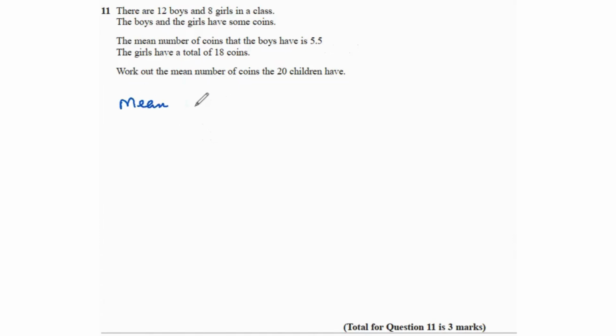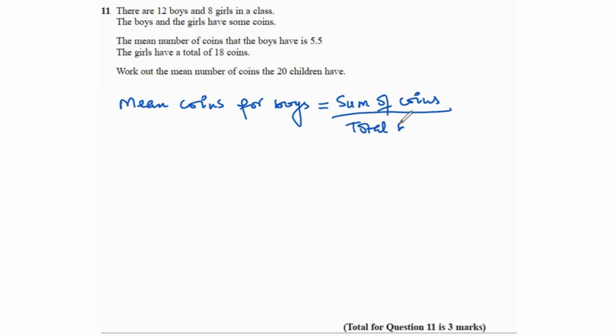Mean coins for boys. The formula would be sum of coins divided by total boys. So we know that the mean value is 5.5. We don't know how many coins in total the boys have, so that's x. But the total number of boys is 12. So 5.5 times 12 can give us the total number of coins the boys have. So 5.5 times 12 is 66. So the boys have 66 coins.